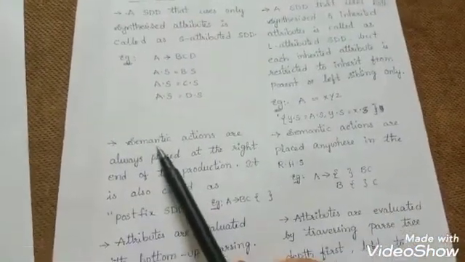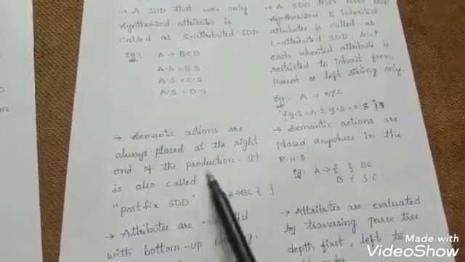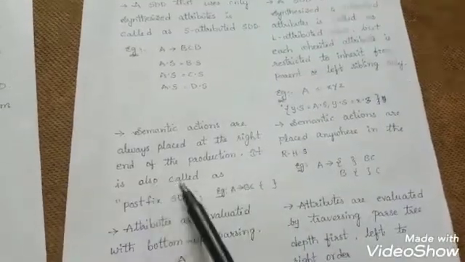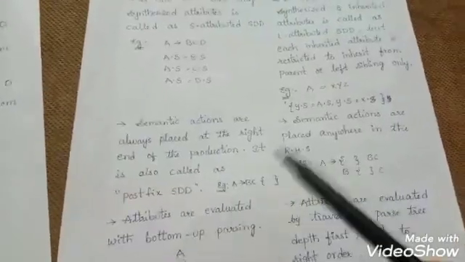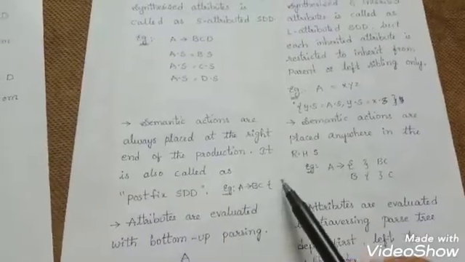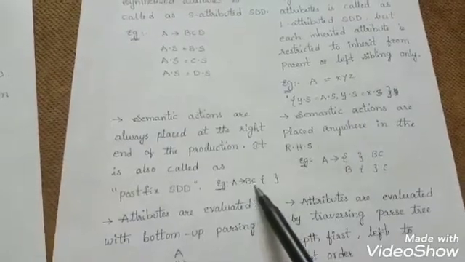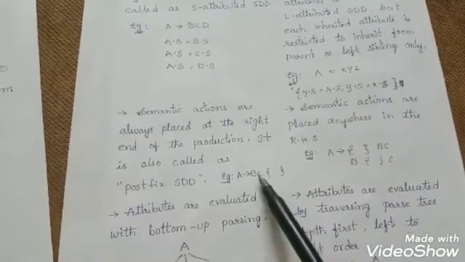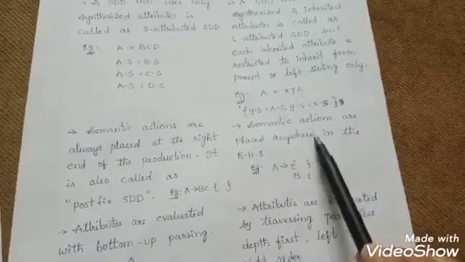And the next is S-attributed SDD. In this, the semantic actions are always placed at the right end of the production. It is also called postfix syntax directed definition. The semantic actions are always written in curly braces. These semantic actions are always placed at the right end of the production. So this is also termed postfix SDD, whereas in L-attributed SDD, semantic actions are placed anywhere in the right hand side of the production.